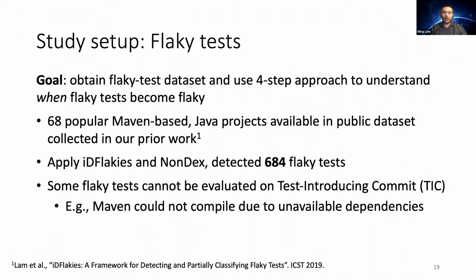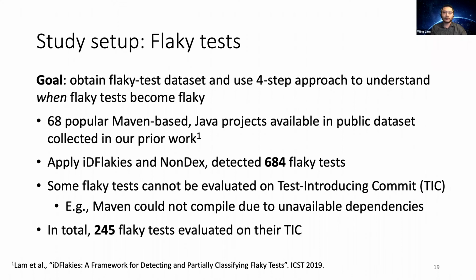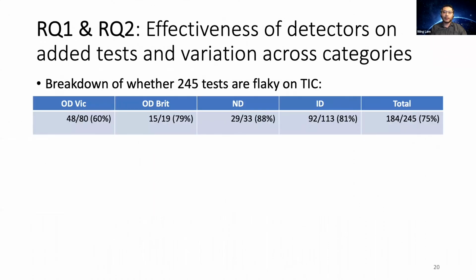The reason why is, for example, because Maven couldn't actually compile these projects due to some dependencies already being unavailable for those versions. But in total, we still had 245 flaky tests that were evaluated on their test-introducing commit. So using these 245 flaky tests, let's switch back now to the research questions.